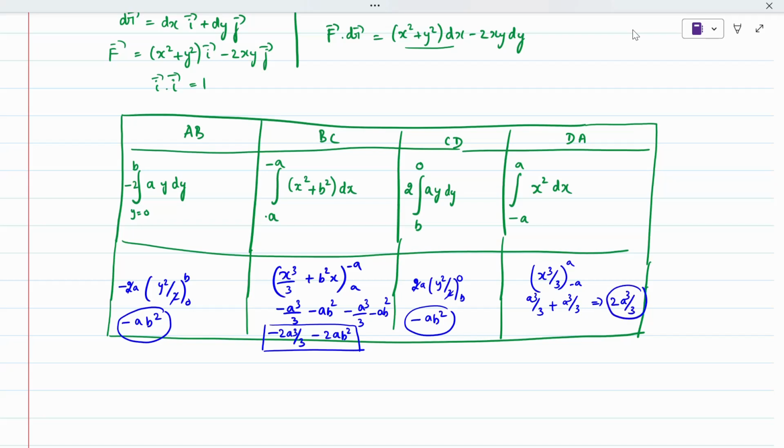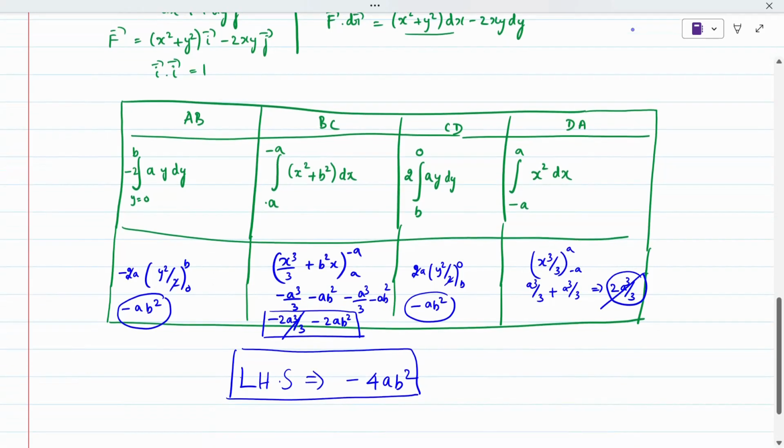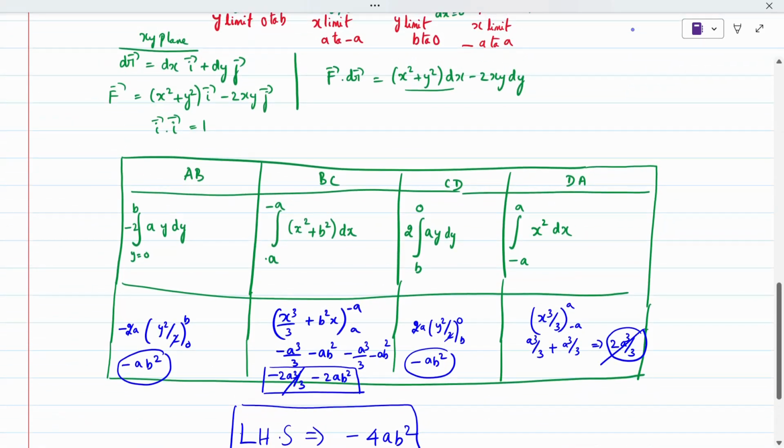Okay. So add all the 4 answers. You check this and this, cross check. Minus 2ab squared, minus ab squared, minus ab squared. So the remaining terms, all are the same. So minus 4ab squared. Now check with the right hand side answer. Minus 4 ab squared. So hence proved. So this is the way we have to prove it.